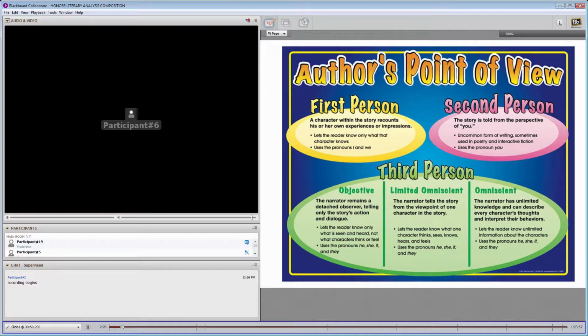First person, a character within the story recounts his or her own experiences or expressions. This is commonly used in memoirs. We did memoirs earlier. It lets the reader know only what that character knows, so it's limited. And it uses the pronouns I and we.